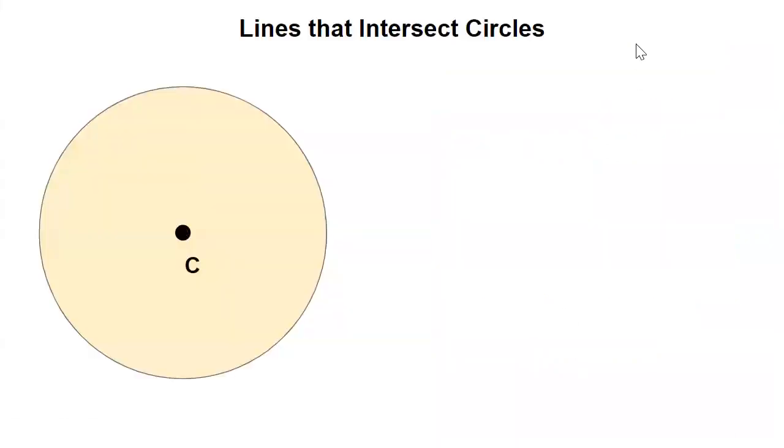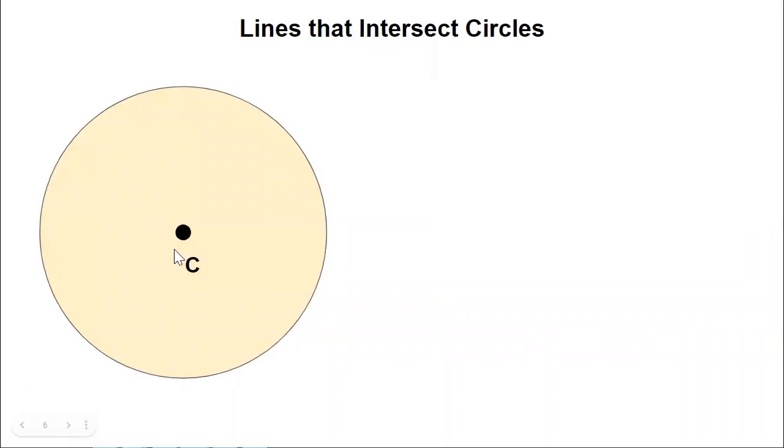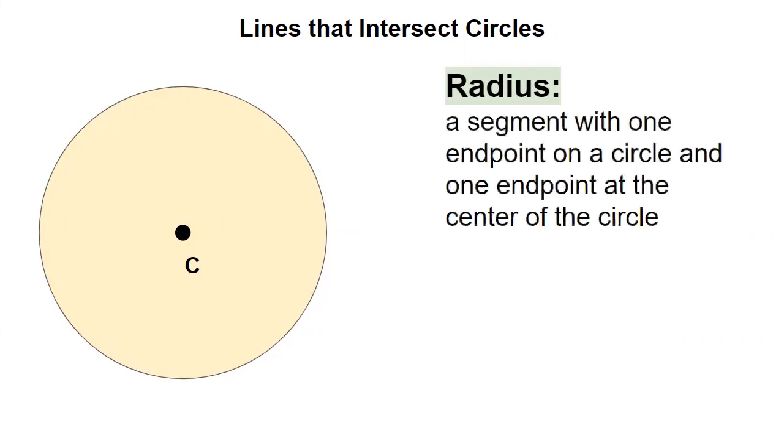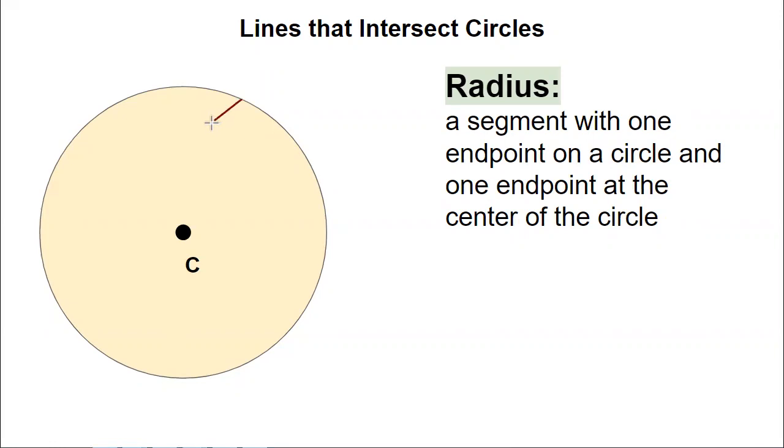So now we're gonna go ahead and go on to my lines that intersect my circles. Now, my circle here is called circle C, same circle. I'm gonna go ahead and introduce you guys something that you are very familiar with, which is radius. A radius is a segment with one endpoint on a circle and one endpoint at the center of my beautiful circle. So for my radius in this case, I'm gonna draw my first endpoint exactly on the circle, and the second endpoint is at the center of my beautiful circle.